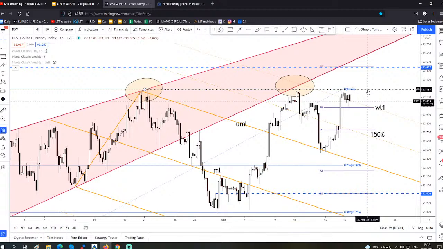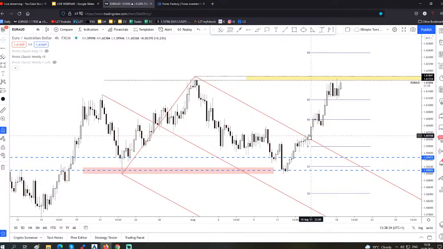Personally I've drawn here a descending pitchfork, and you can see that the price has failed to reach the medium line of the descending pitchfork. You should know that when the price fails to reach the medium line of a descending pitchfork, then after a breakout above the upper medium line, it could jump higher towards this pivot, towards this high here. So right now the price is located right below this resistance 1.6184.